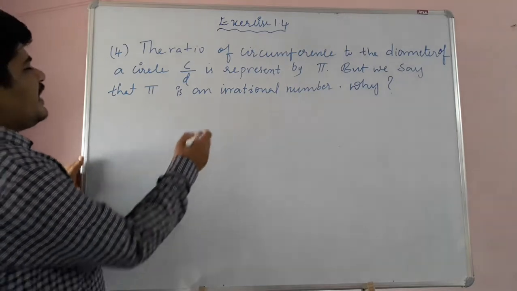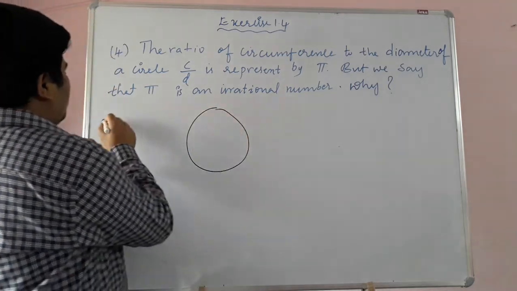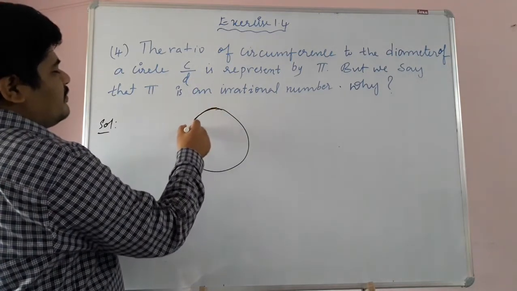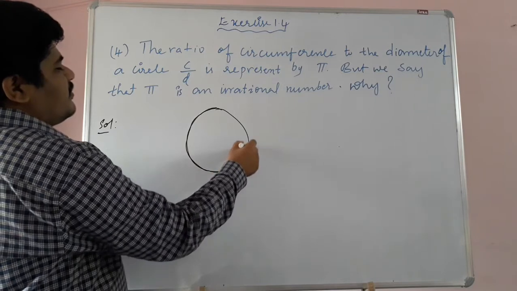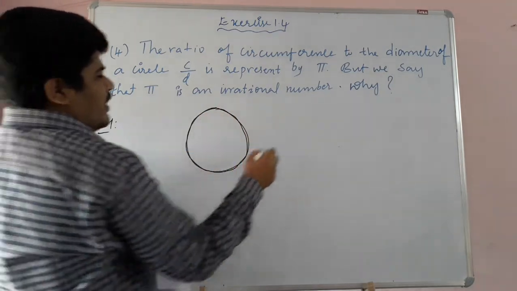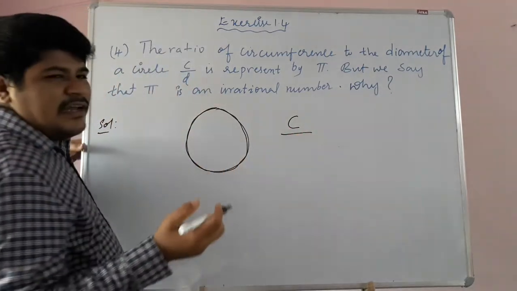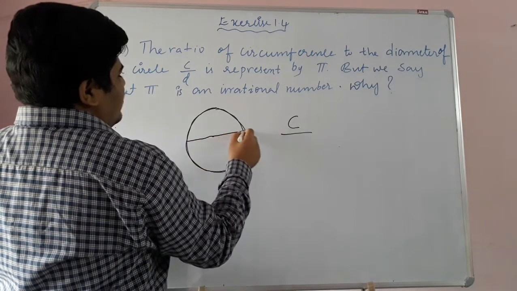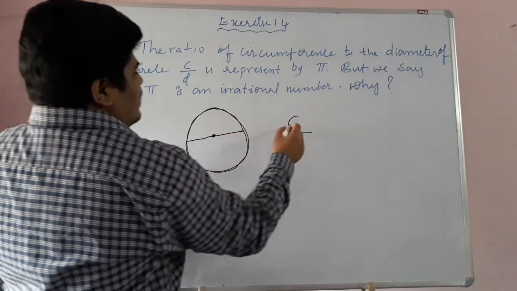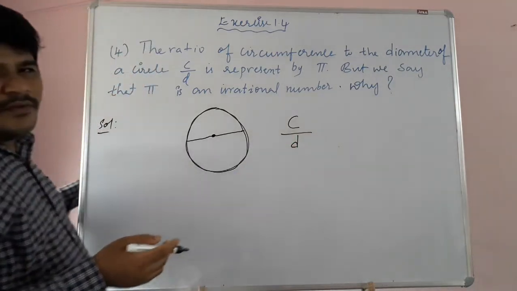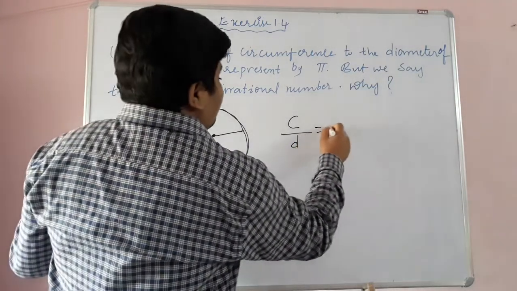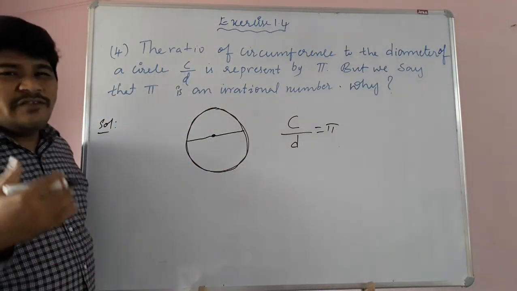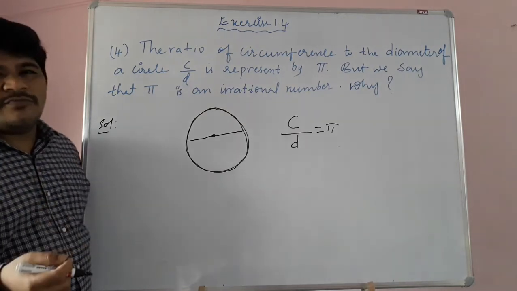So students, if we take a circle, the distance around this circle, the perimeter of the circle, is known as the circumference. So circumference by diameter. What is the diameter? The longest chord which passes through the center of the circle is called the diameter. So circumference by diameter is known as pi. Fine. Why is this pi an irrational number? So students, what is an irrational number? One which cannot be written in the form of p by q is called an irrational number.